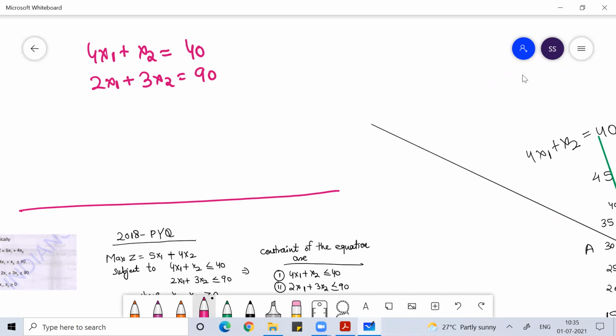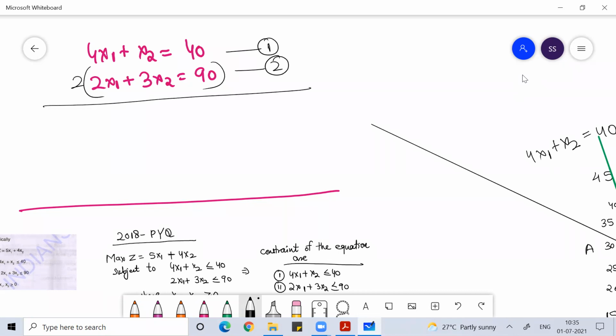If I want to cancel x1, then multiply the second equation by 2. So this is your first equation, this is your second equation. If I multiply the second by 2, I'll get 4x1 plus 6x2 is equal to 180. That is your second equation. The first equation is 4x1 plus x2 is equal to 40.